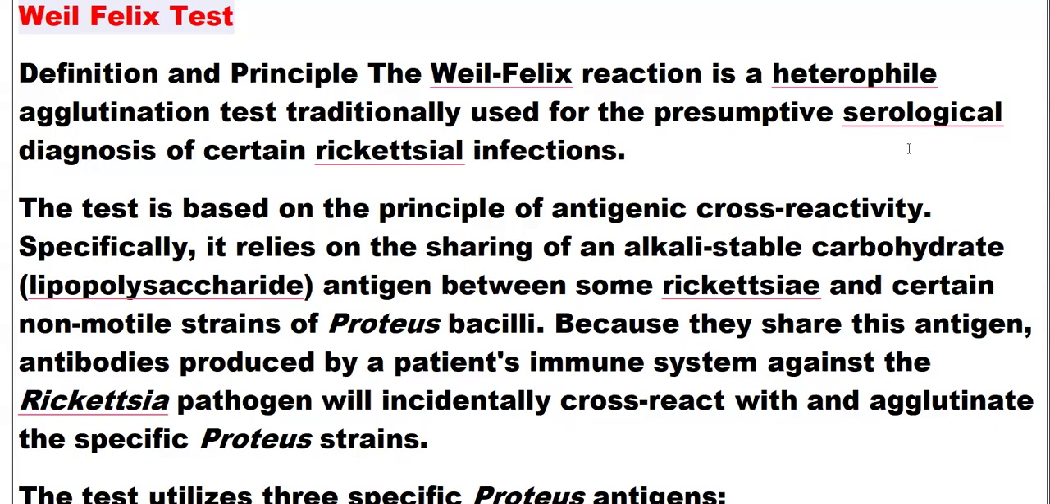Weil-Felix test. Weil-Felix test definition and principle. The Weil-Felix reaction.